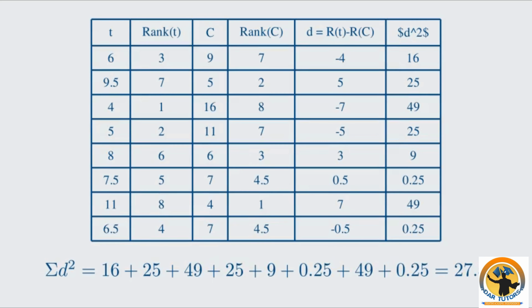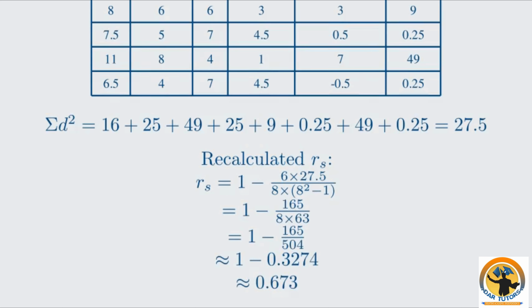Now let's recalculate the differences d and the sum of d squared. We get a sum of 27.5. Now, plugging the sum of d squared equals 27.5 into the formula, we get rS equals 1 minus 6 times 27.5 over 8 times 63. This simplifies to 1 minus 165 over 504, which gives us approximately positive 0.672. This is a stark difference from my initial incorrect calculation, highlighting the importance of precision.